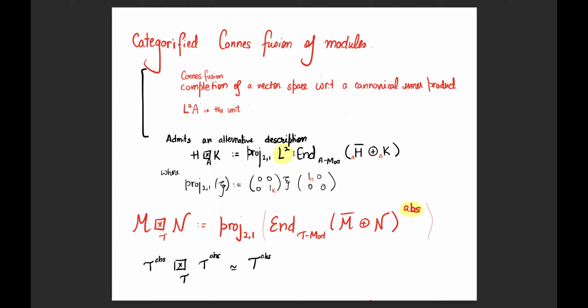In principle, if these H and K were Hilbert spaces and I replace A by just C, the complex numbers, I would recover the tensor product of Hilbert spaces with this formula. And I can just go ahead and replace H and K by module categories M and N over my functional analytic tensor category, and replace L2 by abs and just hope and pray that this works.